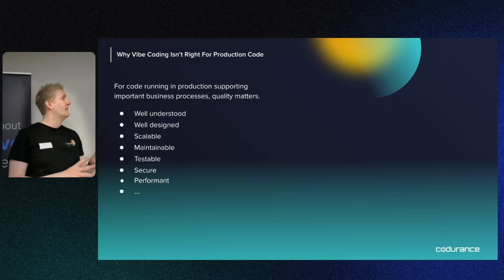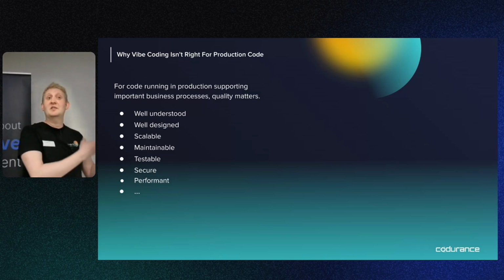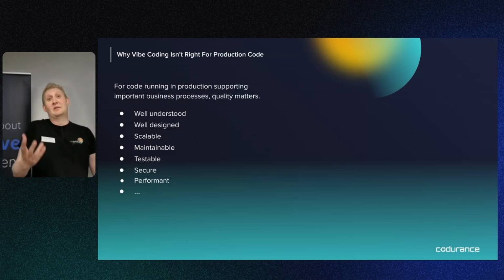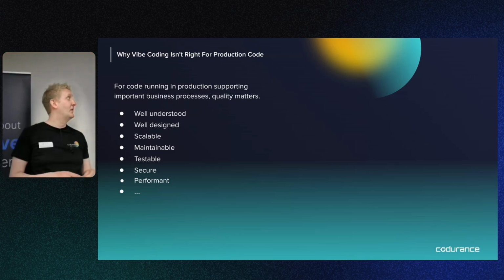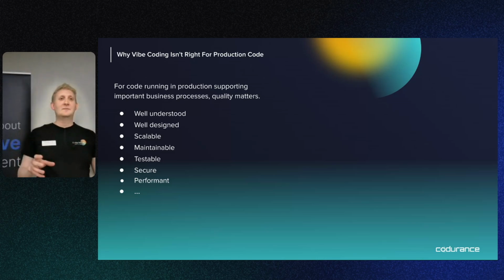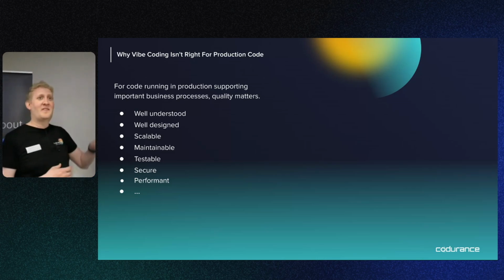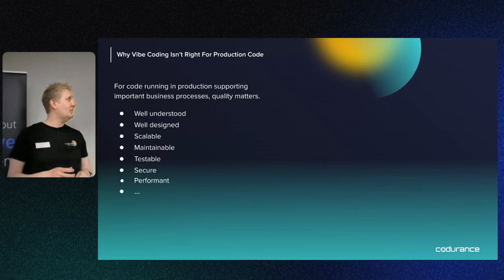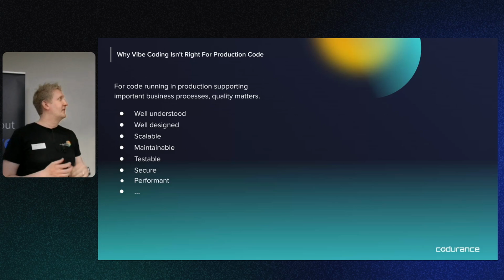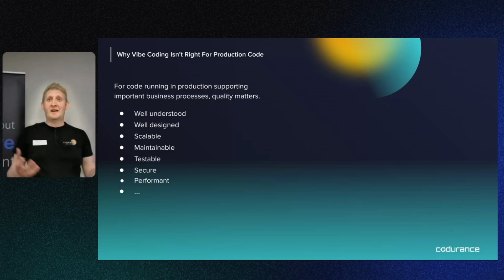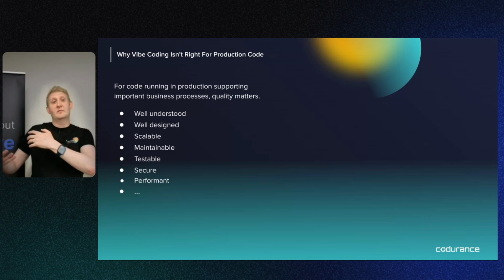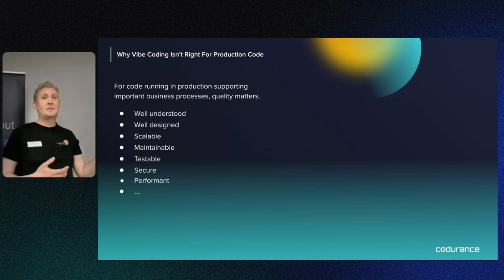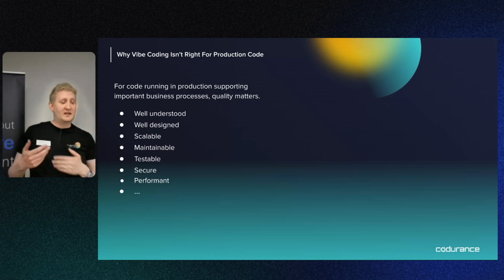So code quality is really key and really important for writing and maintaining production code. And so this idea of vibe coding doesn't really fit with any of these things, right? It doesn't match the criteria that we need for production code. So how can we use these AI code assistance tools for production code? If it's not vibe coding, then what's the approach? How do we use these tools?